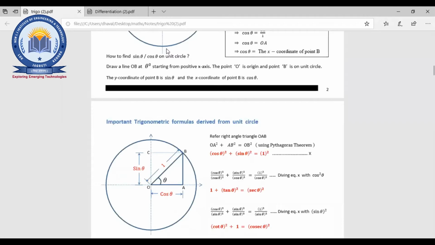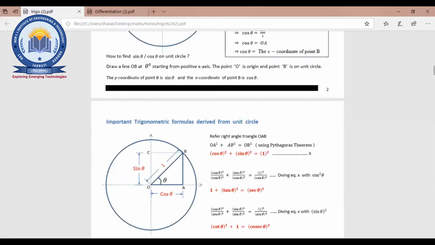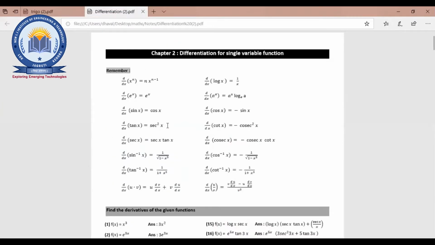So that we have seen in trigonometry. Right now we'll start with differentiation, right? First we are going to see the basic formulas of differentiation, and then we will move to some examples, right? Is the screen visible for differentiation? Okay, fine.